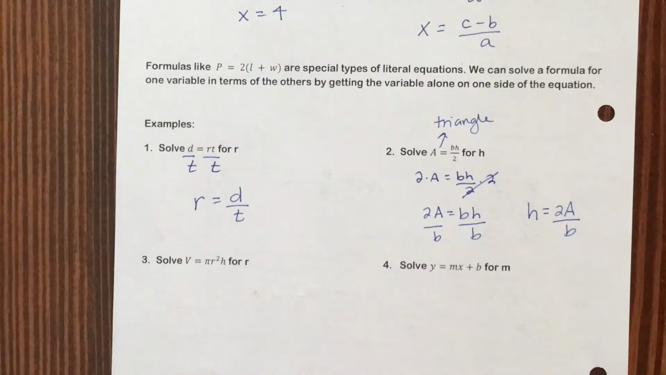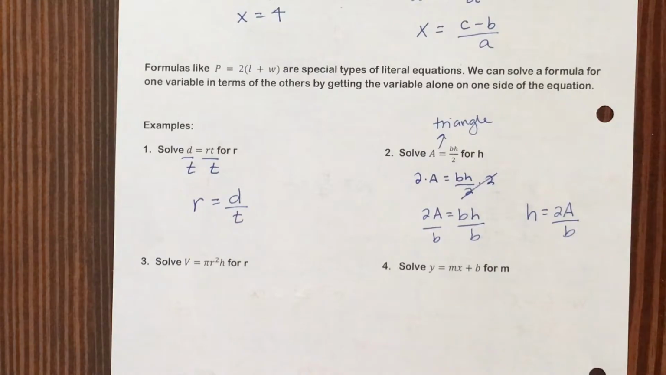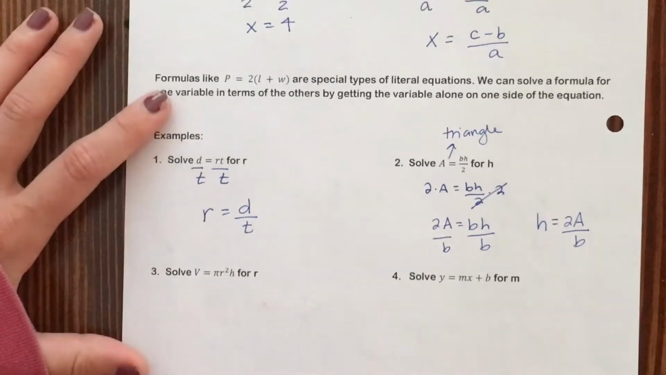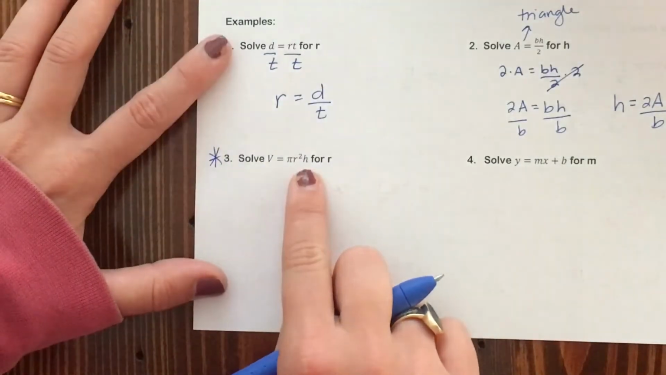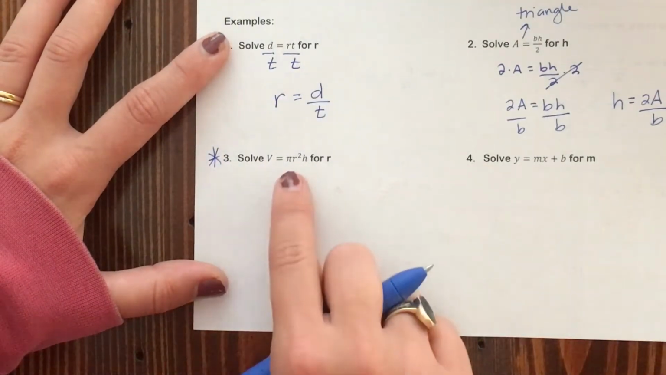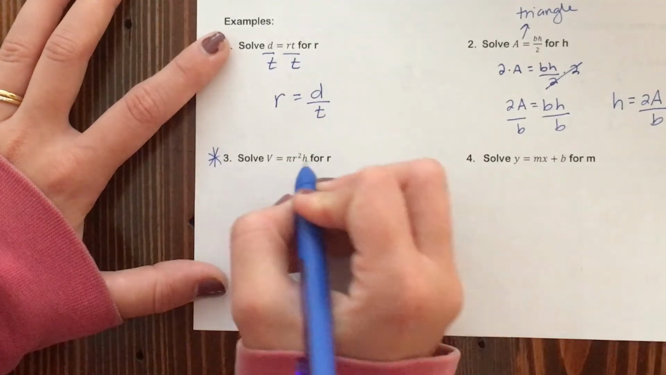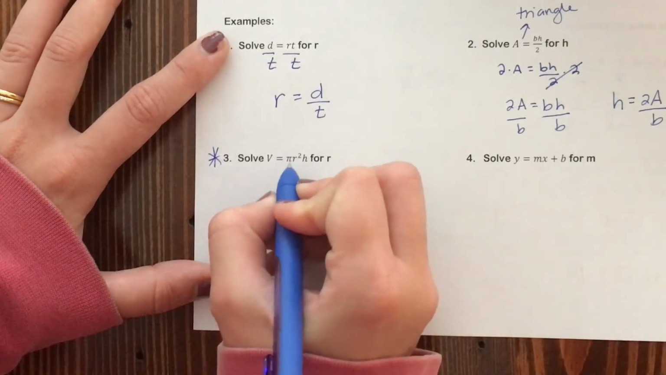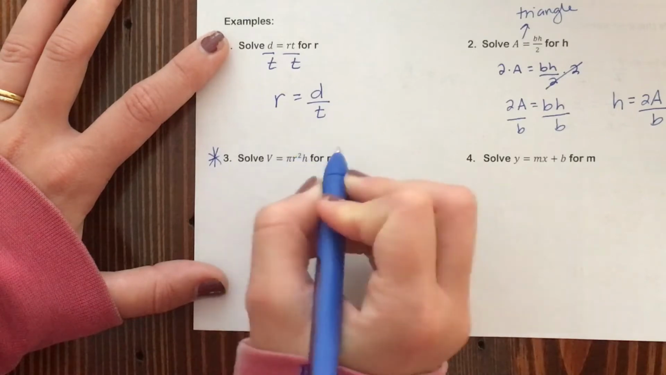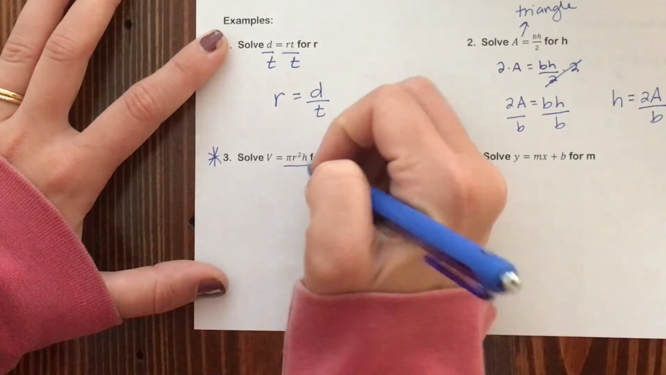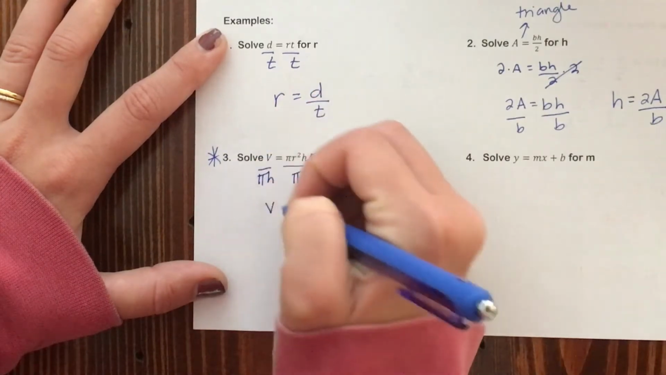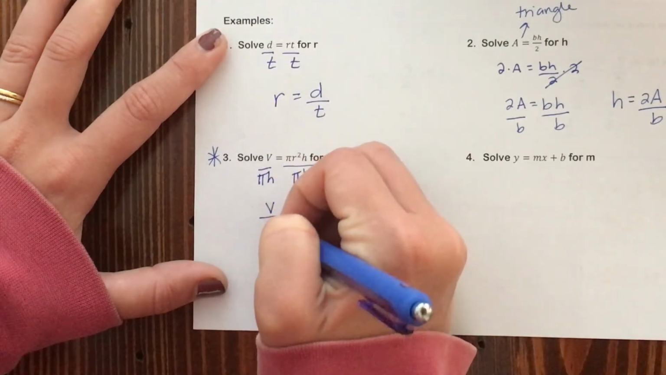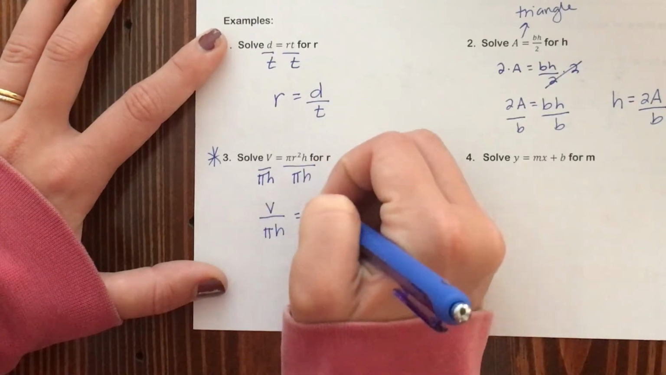These last two are, this is volume of a cylinder, in case you're wondering. Volume equals pi r squared times height. I want to solve for r. We haven't talked about squared just yet, but you guys should be able to do that. The first thing I want to do is get r squared by itself. So I'm multiplying pi times r squared times height. Because that's all multiplication, I'm going to divide by pi times height. So I get volume divided by pi times height equals r squared.